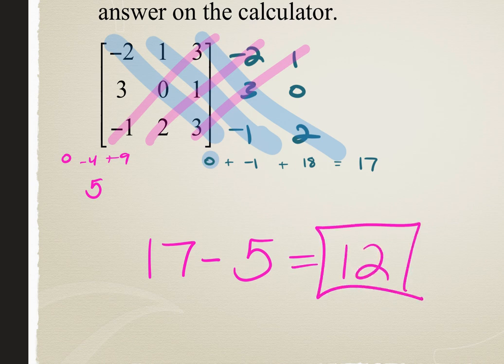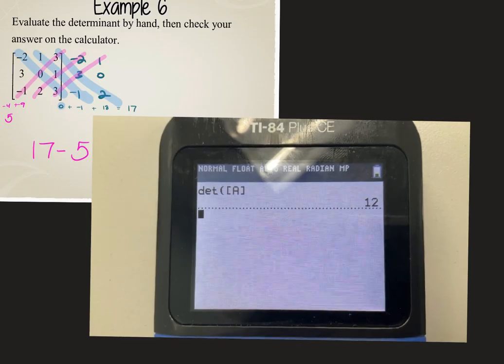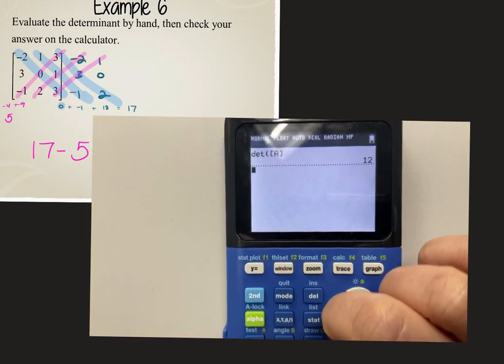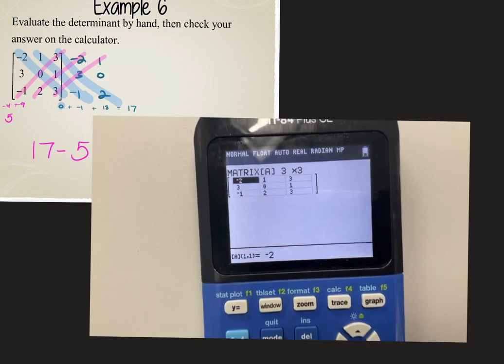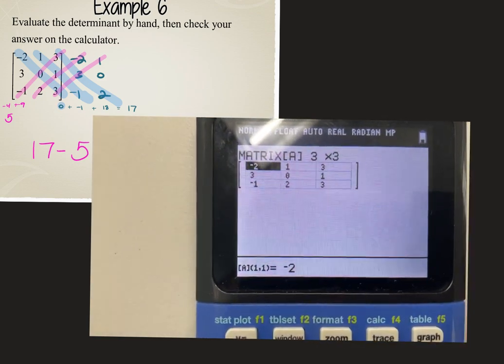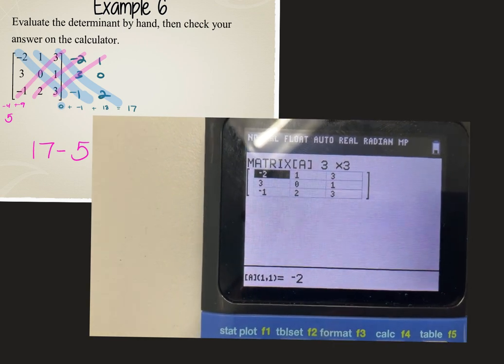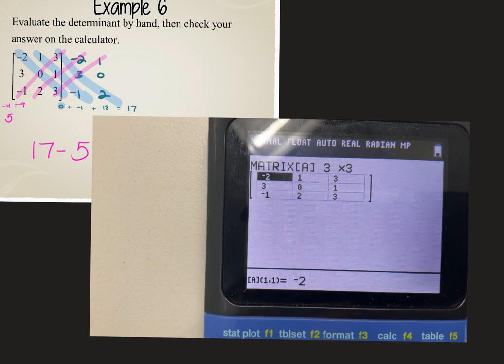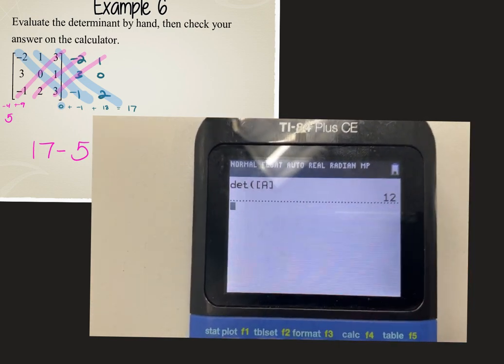Real quick, the other thing is you can check these answers. Open your calculators up. So we go matrix, we go edit. It's a 3 by 3, so we type in the original one. Negative 2, 1, 3, 3, 0, 1, negative 1, 2, 3. Just the original 3 by 3.